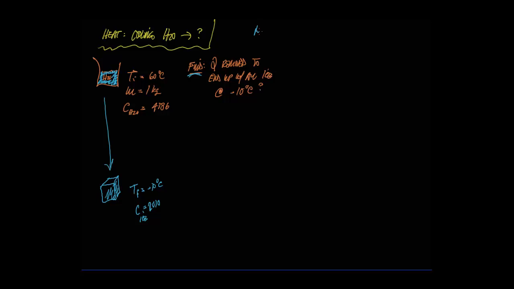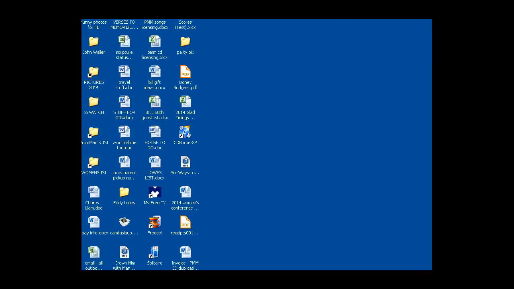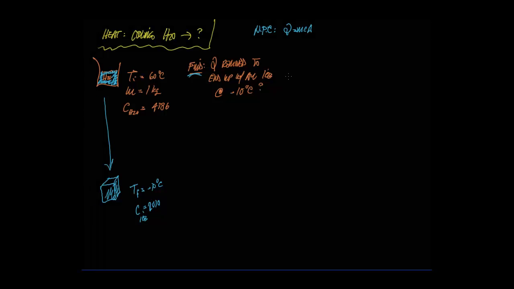Remember, when there is no phase change, we use Q equals MC delta T. But when there is a phase change, we have to use ML. That's the latent heat. So there's no change in temperature. So what's the total energy going to be?